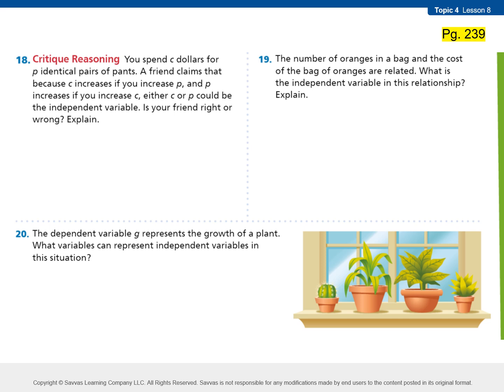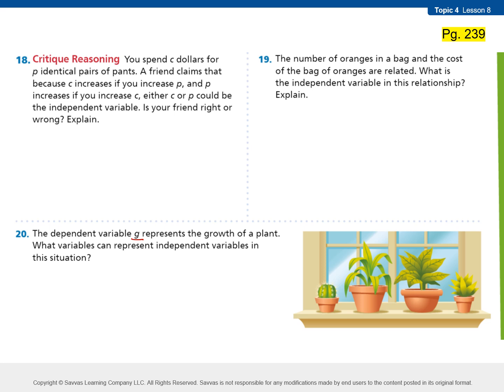All right, let's continue. Look at number 20. The dependent variable G represents the growth of a plant. What variables can represent independent variables in this situation? So, in other words, what can represent independent variables in my situation? So, think about plants. In order for them to grow, what do they need? They need sunlight and they need water. So what variables can represent independent variables in this situation?